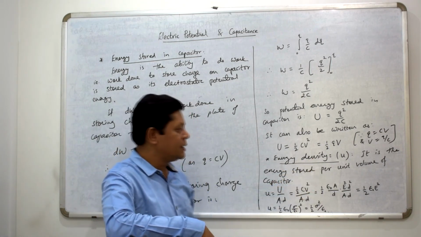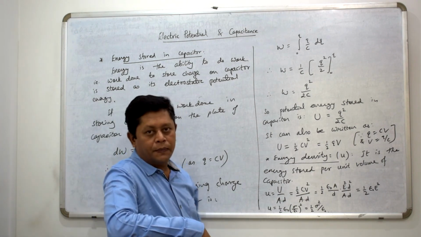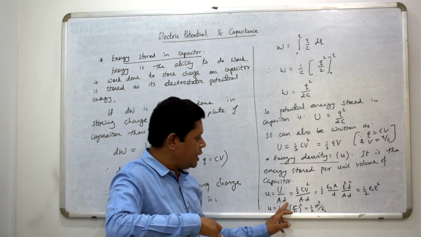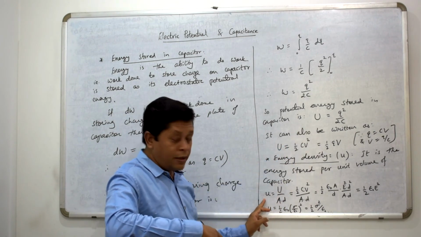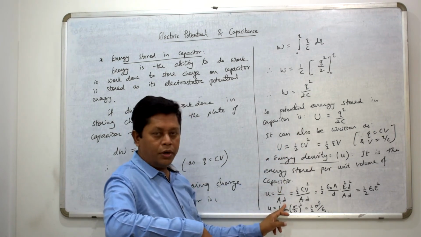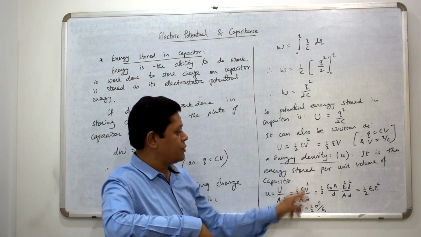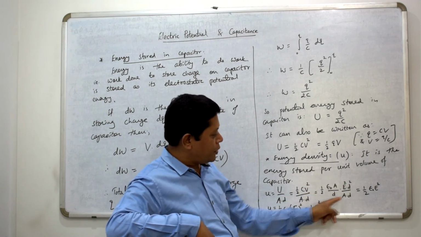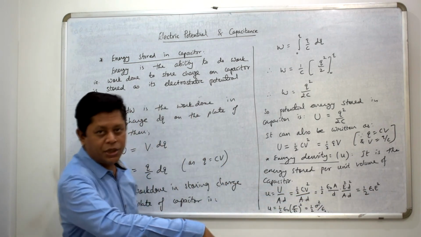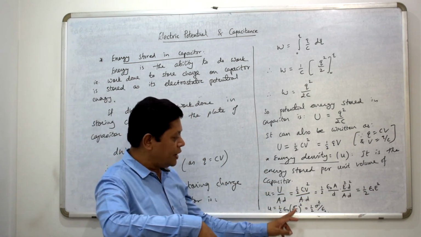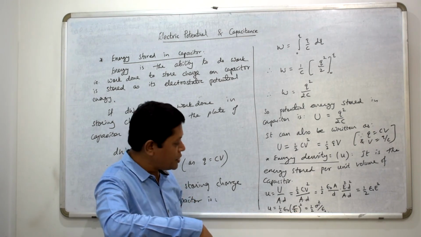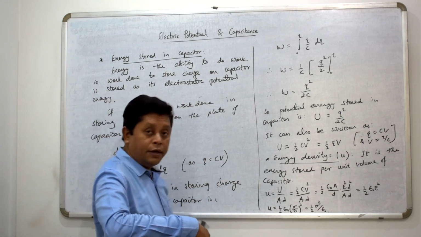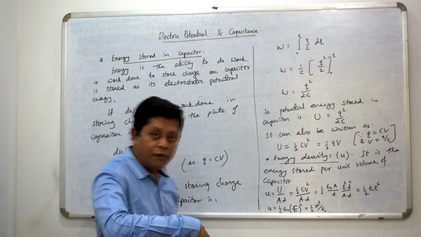Energy density is defined as the energy stored per unit volume of capacitor. Below capacitor has area A, separation is D, so volume of capacitor is A into D. Energy stored in the capacitor is U, so energy density, that is energy stored upon volume. Using this equation, half CV square upon AD, C is epsilon naught A by D, V is equal to E into D. So putting these values, you can write it is half epsilon naught E square. Also, electric field E is equal to sigma by epsilon zero between the plates of capacitor, and that's why it becomes half sigma square by epsilon zero. So this way you can find out the energy stored in capacitor as well as energy density of capacitor.